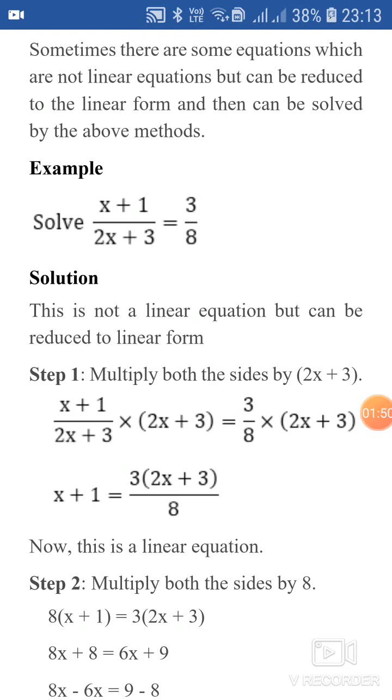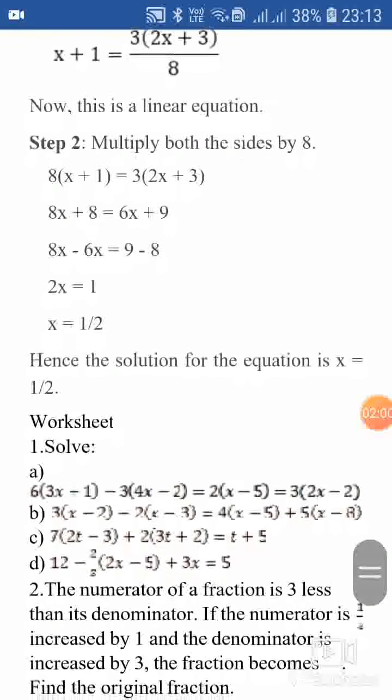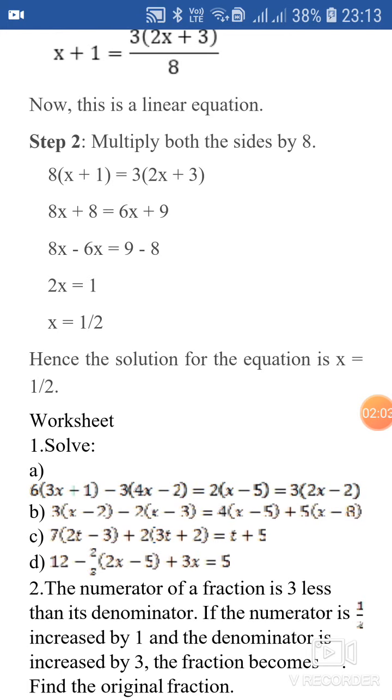Similarly, the denominator on the left hand side, that is 2x plus 3, gets multiplied with the numerator 3 on the right hand side. Hence the equation in step 2 becomes 8 into x plus 1 equals 3 into 2x plus 3. Now 8 multiplies the whole bracket, so it becomes 8x plus 8, and 3 multiplied by the whole bracket becomes 6x plus 9. Again shifting the variables to one side and constants to the other side, 8x minus 6x becomes 9 minus 8, that is 2x equals 1, and x becomes 1 by 2.